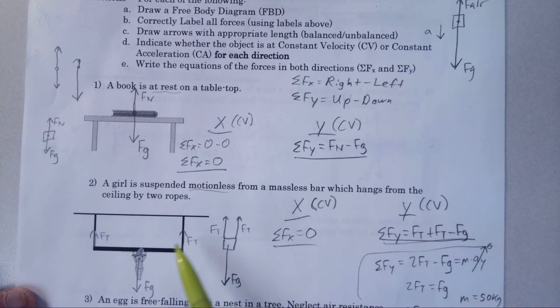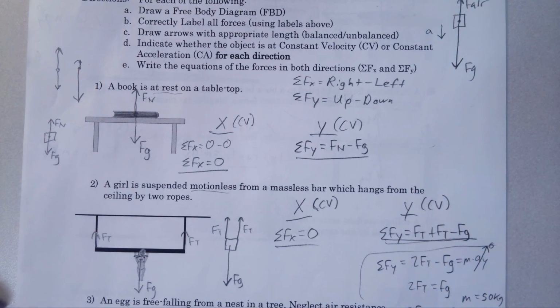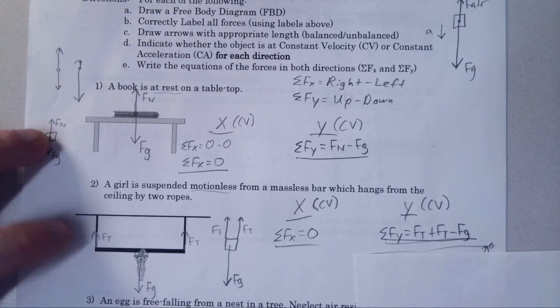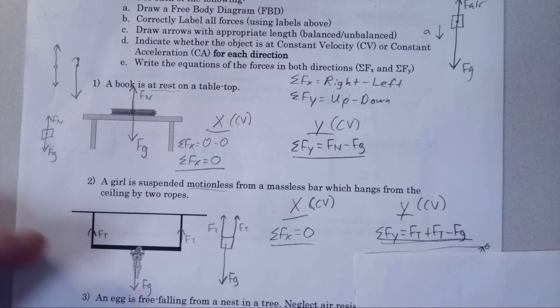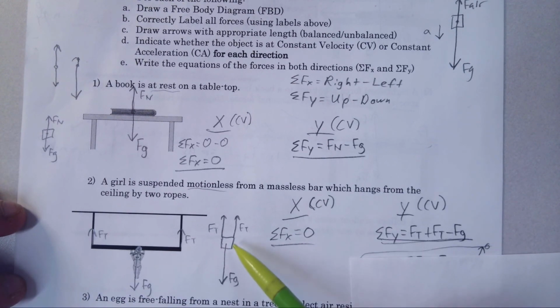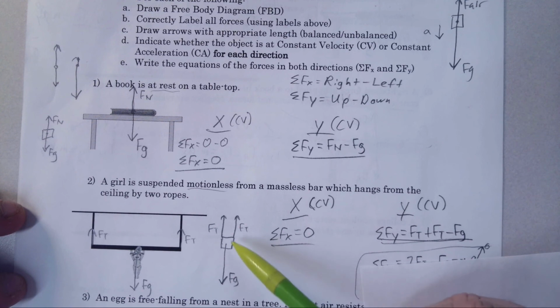Here we have a girl suspended motionless from a massless bar which hangs from the ceiling by 2 ropes. I'll cover this part because I don't want to see that. We have 2 cables. It says ignore the mass of the bar. Another way of looking at this is that this is the girl. She has her force of gravity, her weight pulling down, and there are 2 cables.